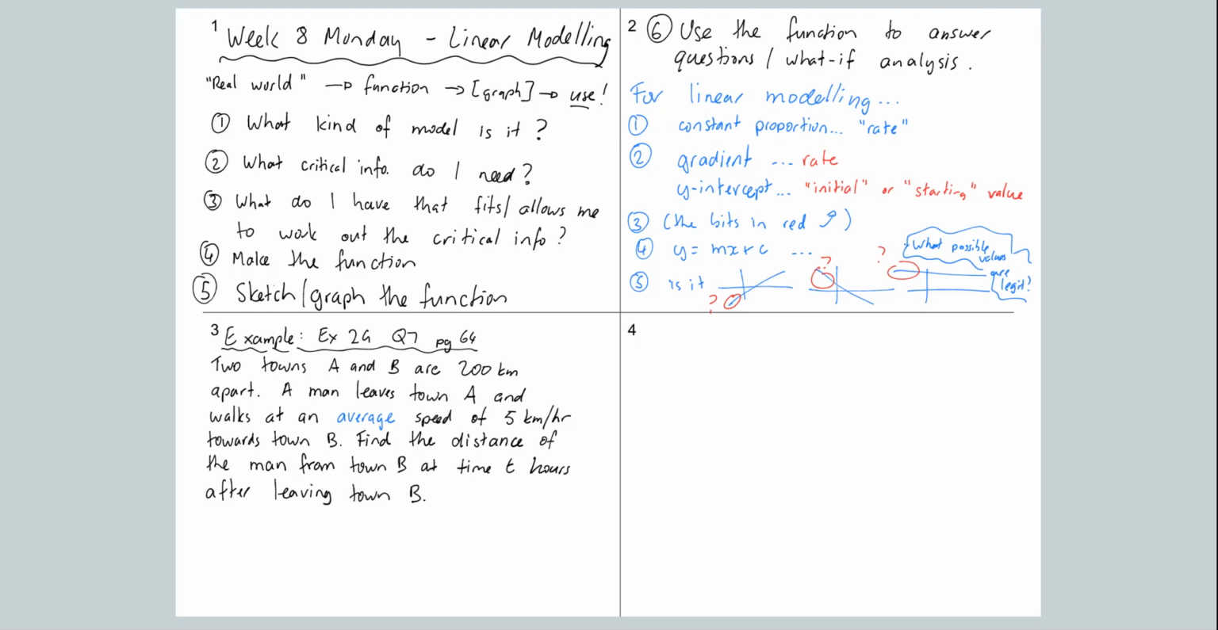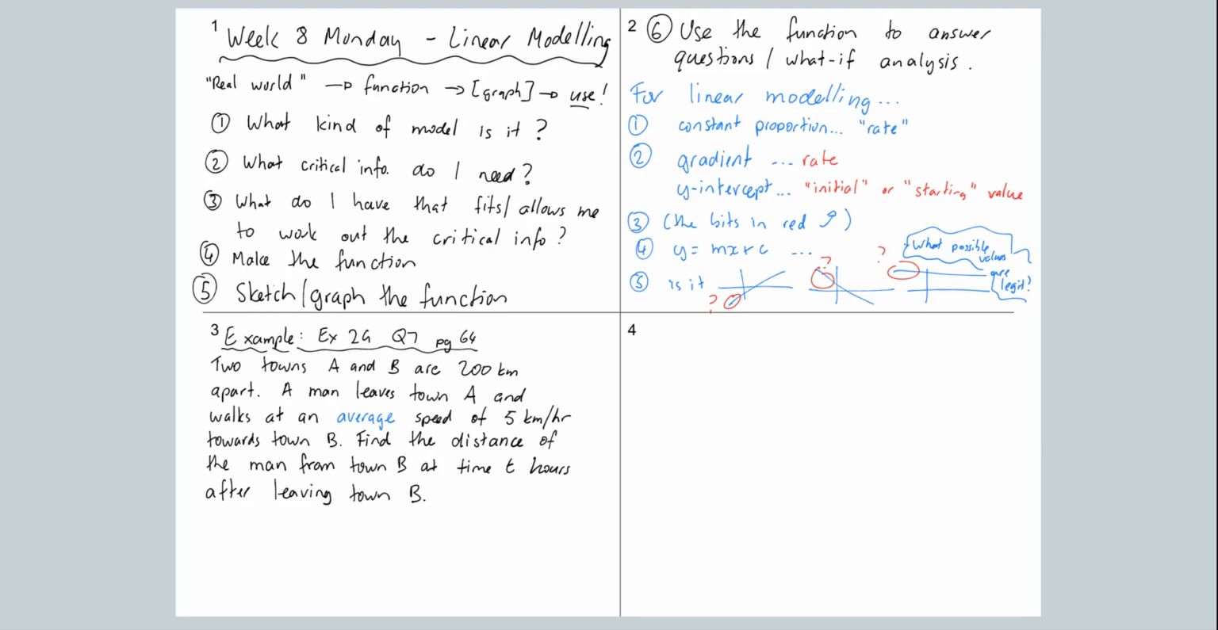I've got average in blue there because the question in the textbook does not have the word average there, but it is really common to see it, because then you don't have to worry about questions like, surely that man is not going to be traveling at 5 kilometers per hour the whole time. He might go a bit faster when he's starting up and a bit slower towards the end. He's not going to keep a constant rate of 5 kilometers per hour. But if you chuck in the word average, suddenly it makes sense. He may go fast, he may go slow, but overall he's going at an average of 5 kilometers per hour. So it's a constant rate. Find the distance of the man from town B at time t hours after leaving town A.